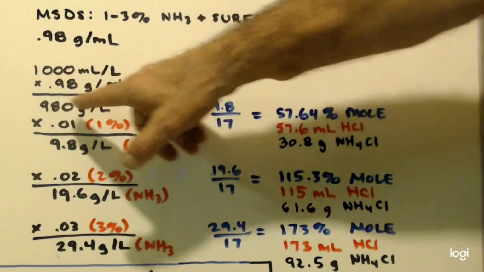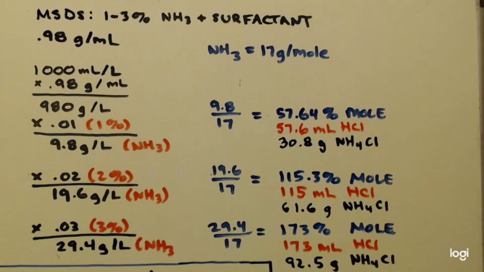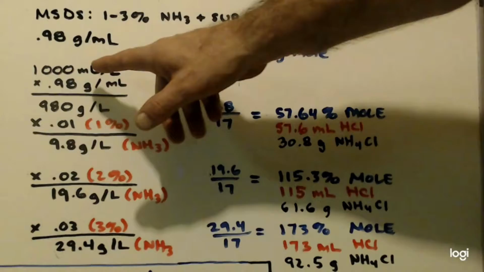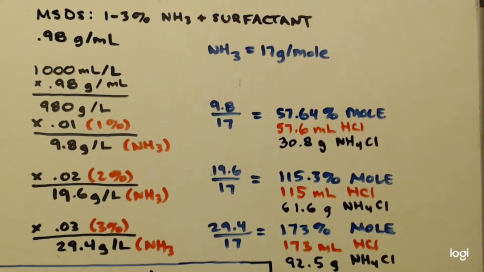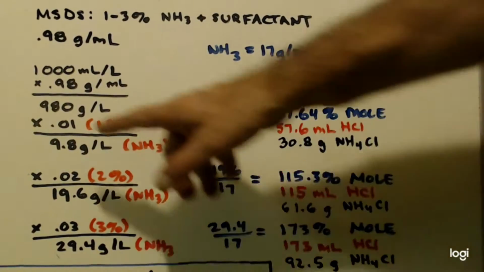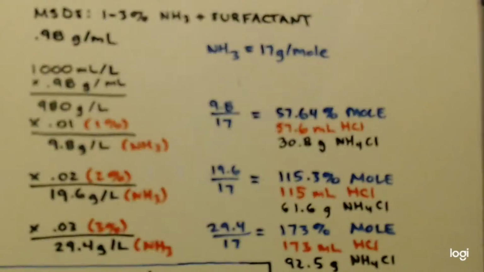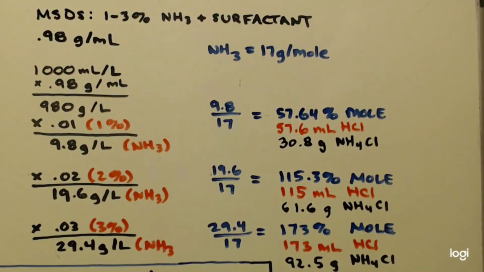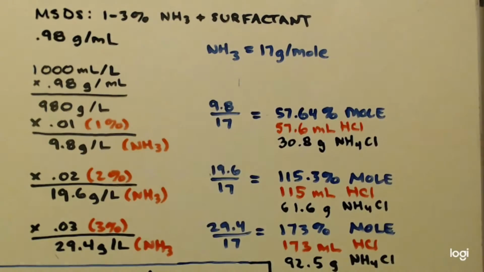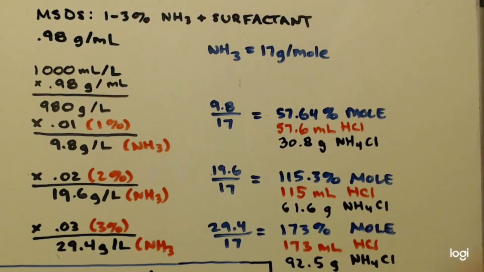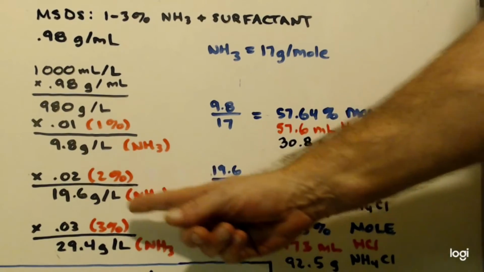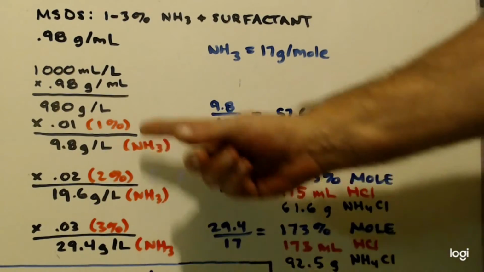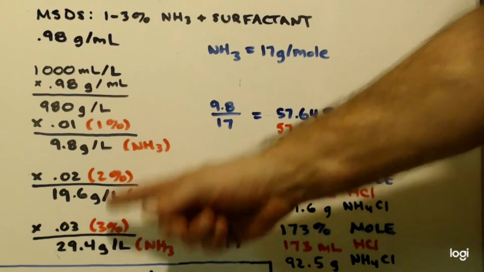The density is about 0.98. I don't have to be exact here. So I multiplied that to find out that my liter of ammonia solution is 980 grams. Now, if 1% by weight is ammonia, then I'd multiply that to get 9.8 grams. If there's 1%, then there's 9.8 grams of ammonia. If there's 2%, then there's this. If there's 3%, then there's this. I'm just basically doubling it here and tripling it here.